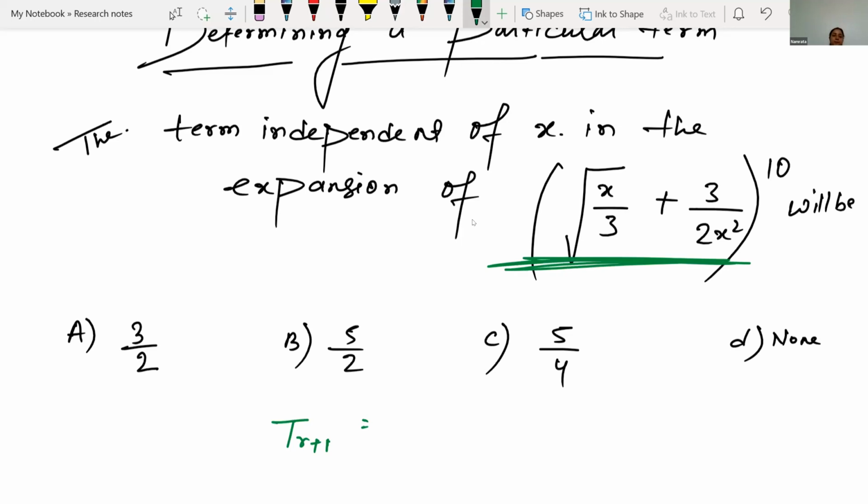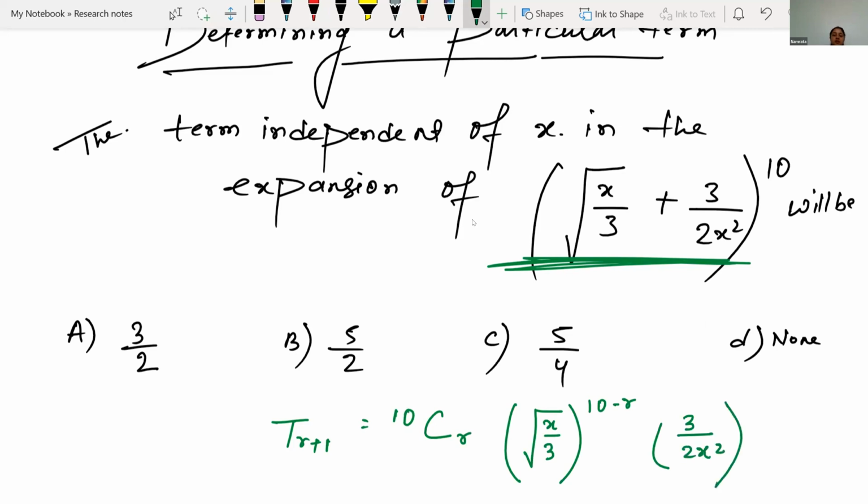Okay. So for the r plus 1th term, the formula we just figured out is NCr. So n is 10, 10Cr. We still don't know r. The first term, root x by 3, to the power 10 minus r, that was the formula, n minus r. And the other term, 3 by 2x square, to the power r only. Is it clear so far?